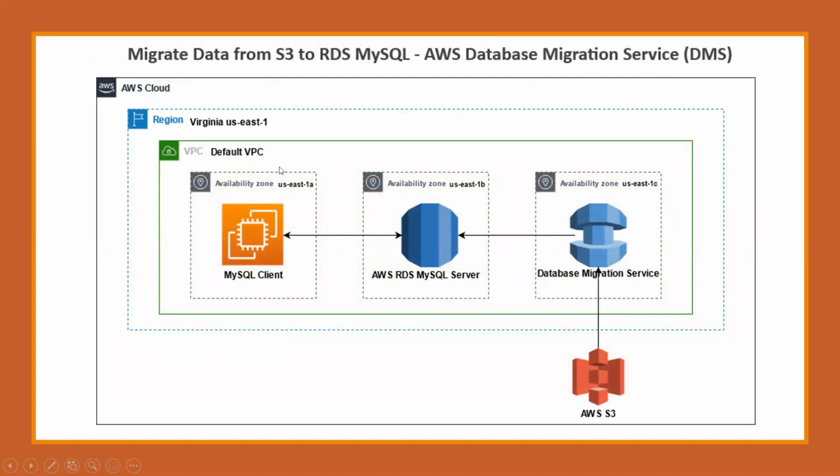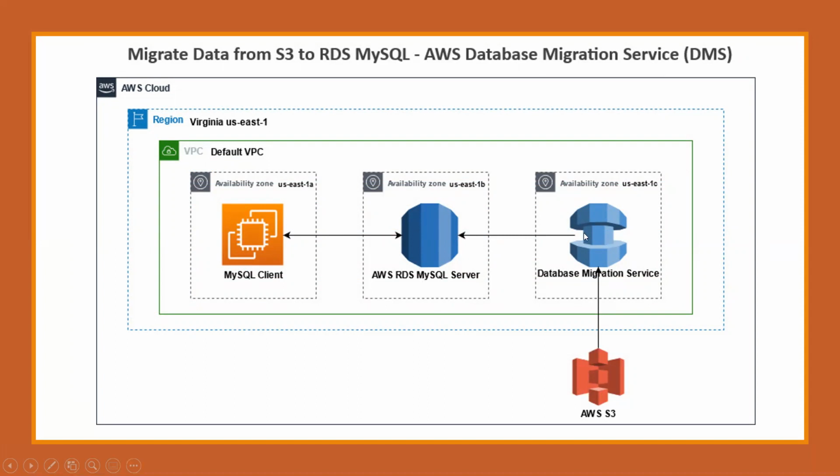You can see we are using the Virginia US East 1 region, and the default VPC here because we are not going to create any VPC. First, we will use one EC2 system which will act as a MySQL client. We will connect to this system and install the MySQL client there. After that, we will create one RDS MySQL server in AWS. This will be our target system, and as the source we will take S3, and we will put some dummy data in S3.